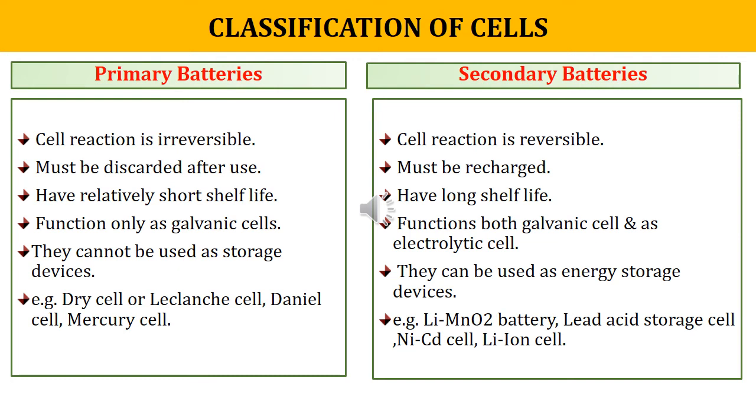The cell reaction is irreversible in a primary battery, whereas in a secondary battery it is reversible. Primary batteries have to be discarded after use, whereas secondary batteries can be recharged. Primary batteries have short shelf life, whereas secondary batteries have long shelf life. Primary batteries cannot be recharged, whereas secondary batteries can act as an energy storage device. Examples for primary batteries are dry cell, Daniell cell, mercury cell. Whereas for secondary batteries, examples are lead acid storage cell, nickel cadmium cell, and lithium ion cell.